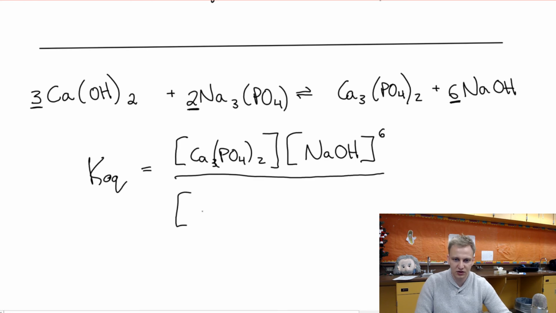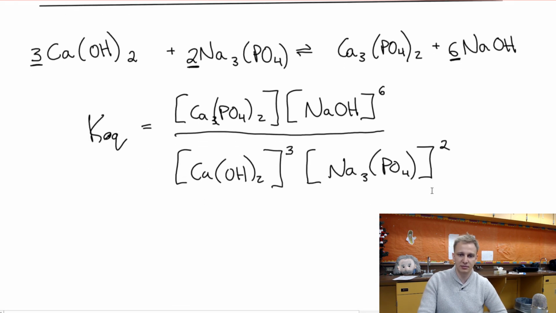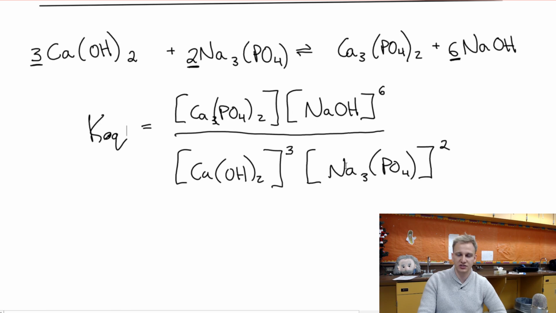And then on the bottom, we want to put the concentrations of our reactants. So Ca(OH)2, and that has a balancing coefficient of 3, so we'll cube this concentration. And then we have Na3PO4, and that one has a balancing number of 2, so we'll square that. And this is what the KEQ expression for the above reaction is. We have the two products raised to the power of their balancing numbers, and the two reactants on the bottom raised to their balancing numbers as well. Generally we'll be given the concentrations, or alternatively we'll just be given the KEQ and be asked to figure out what these concentrations might be at equilibrium. And that is your introduction to KEQ.